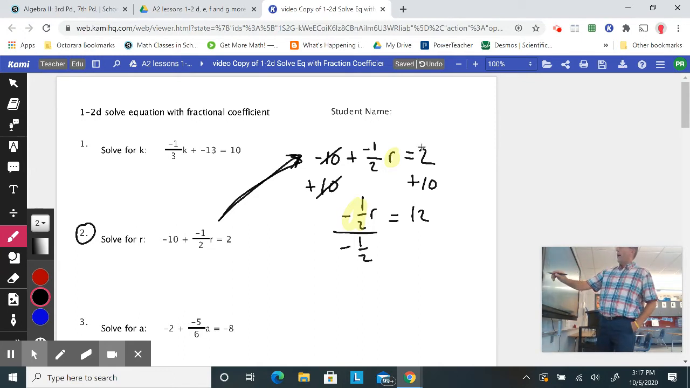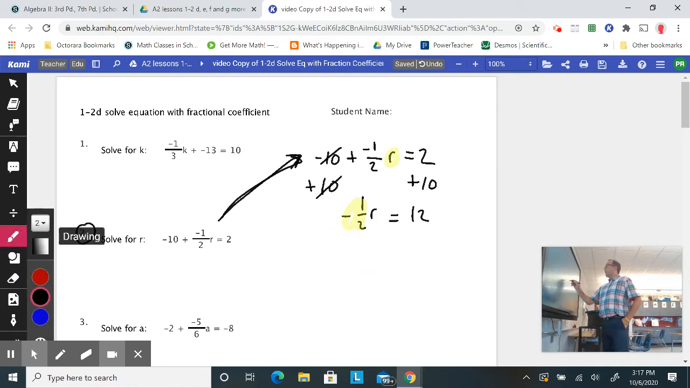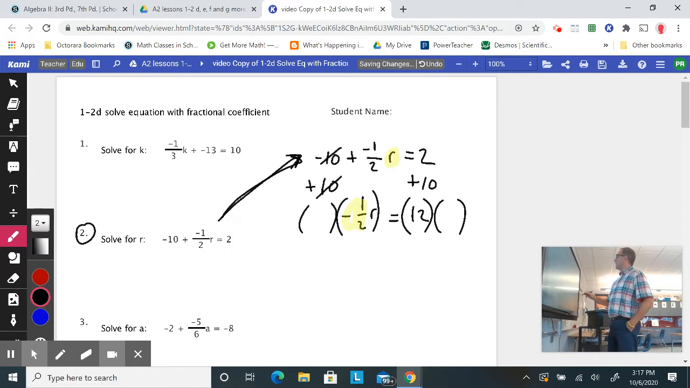What do we know about dividing by a fraction? It's the same as multiplying by a reciprocal. So I want to multiply both sides of this equation. I'm going to multiply both sides by the reciprocal of the -1/2. What's the reciprocal of -1/2? -2/1. Not 2/1, -2/1. We're not talking about opposites. People get this confused with opposites. We're talking about reciprocals. Reciprocal of -1/2 is -2/1.